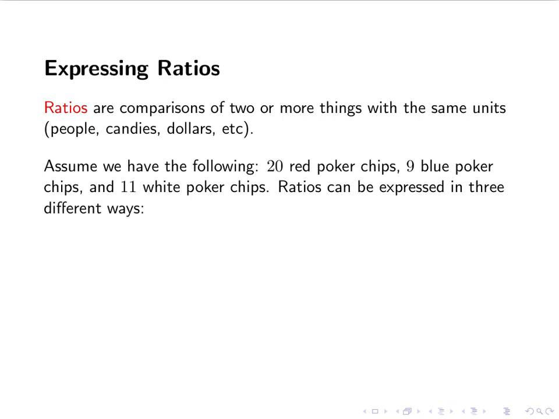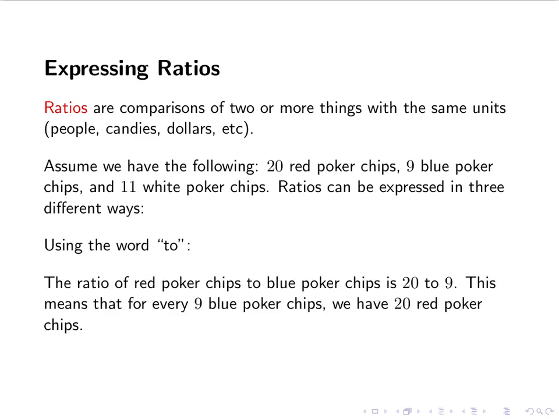We're going to look at poker chips. So we have 30 red ones, 9 blue ones, and 11 white ones. We're going to look at ratios of these, and they can be expressed in 3 different ways. The first is using the word to. So we have something like the ratio of red poker chips to blue poker chips is 20 to 9. So this means that for every 9 blue poker chips, we have 20 red poker chips.